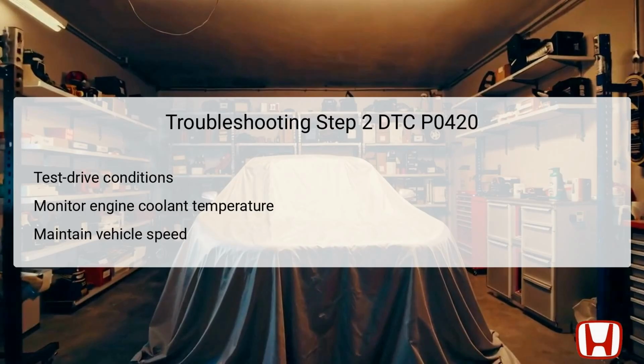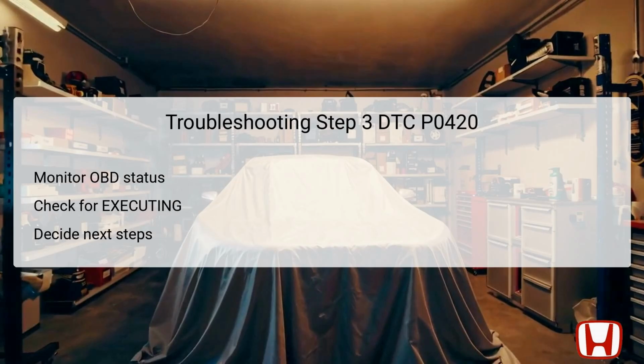For 2009 to 2011 models, additional parameters include driving between 55 to 75 miles per hour for 10 seconds, followed by deceleration with the throttle closed. This step confirms that the exhaust system components, including the catalyst, are functioning correctly under driving conditions.